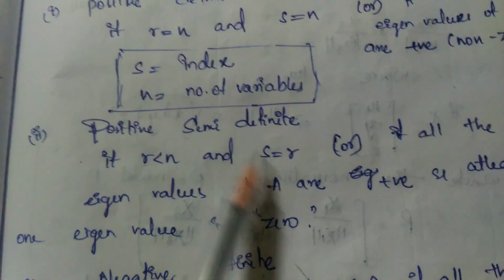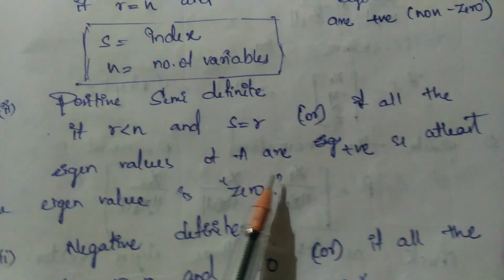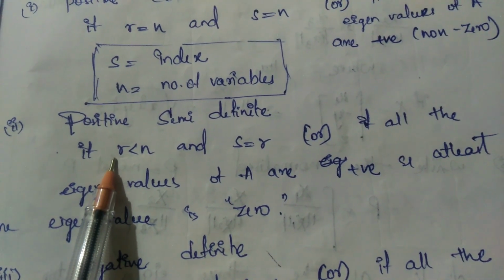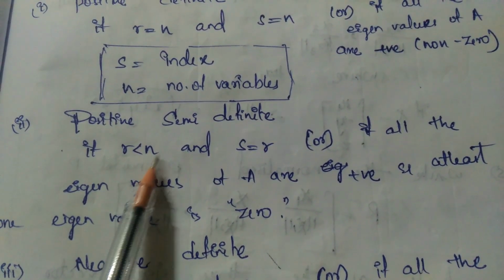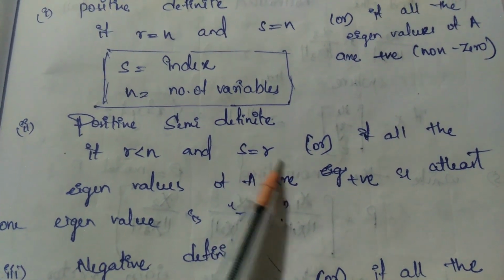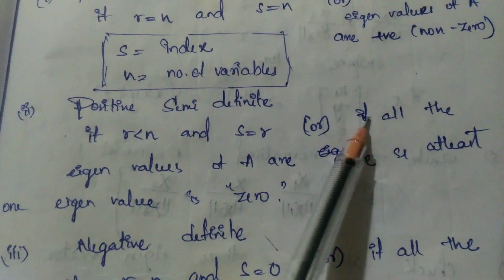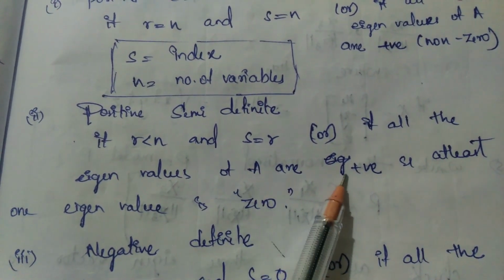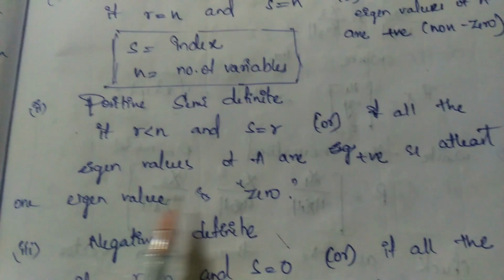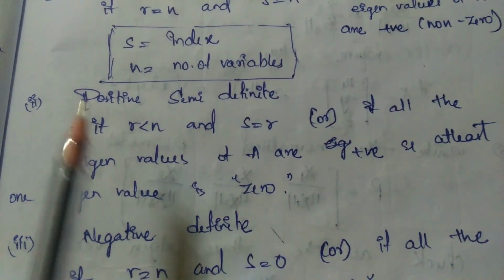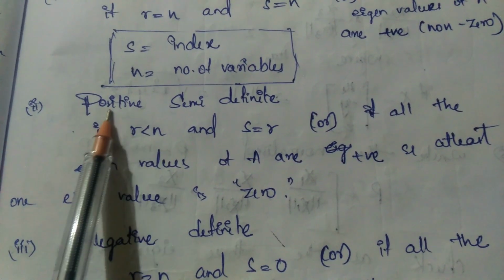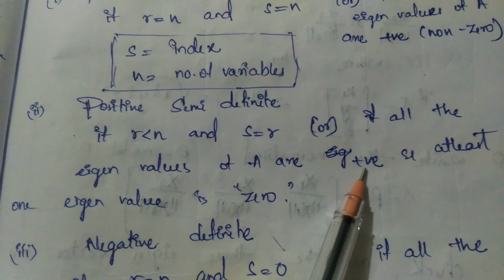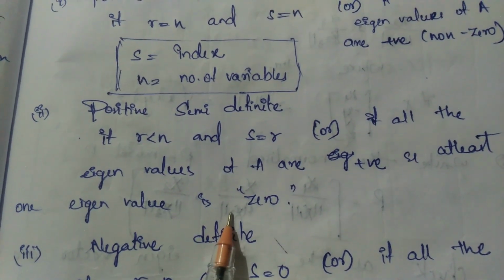And positive semi-definite: if r is less than n, it means the rank of the quadratic form is less than the number of variables, and the index is equal to the rank. In this case, all the eigenvalues of A are positive and at least one eigenvalue is 0. So in this case also we can say the given quadratic form is positive semi-definite when the eigenvalues of A are positive and at least one eigenvalue is 0.